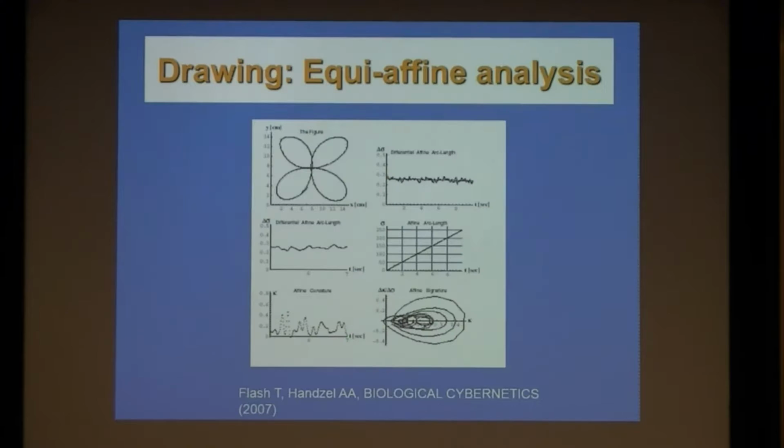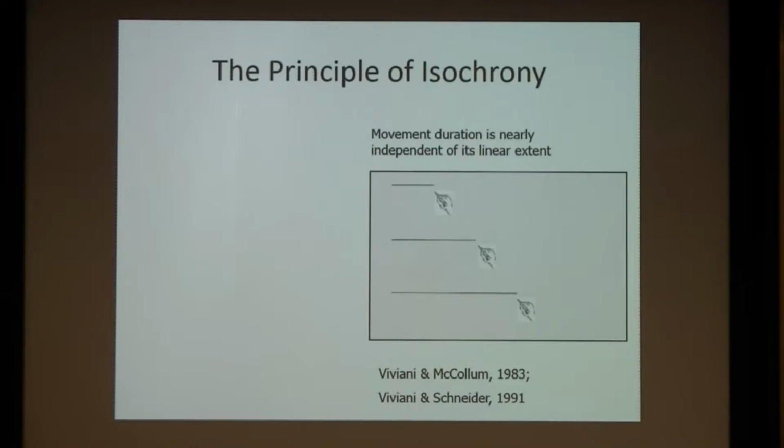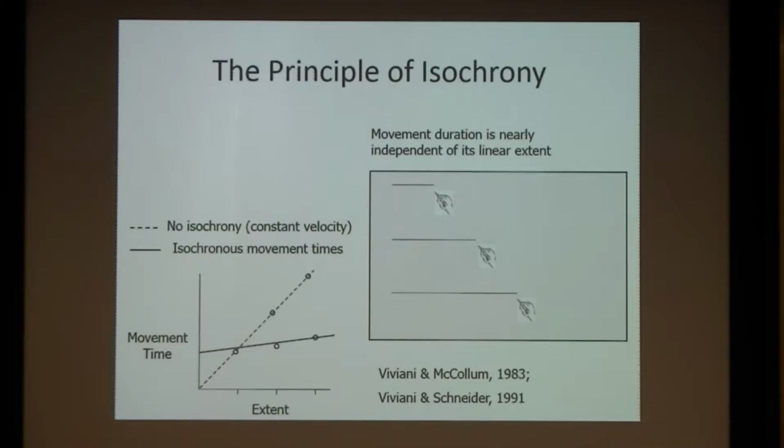So this is an idea, and what we did is we took the drawing movements of people and transformed them to equiaffine velocity, and you see basically that we generate complicated trajectories with just constant equiaffine velocity. This is a much simpler representation than looking at the Euclidean velocity. Is that good enough? What happens if we move different distances in space? Here you move different distances, and we know that roughly we have the same duration for different distances. That's called global isochrony, and it is not explained by a constant equiaffine velocity.